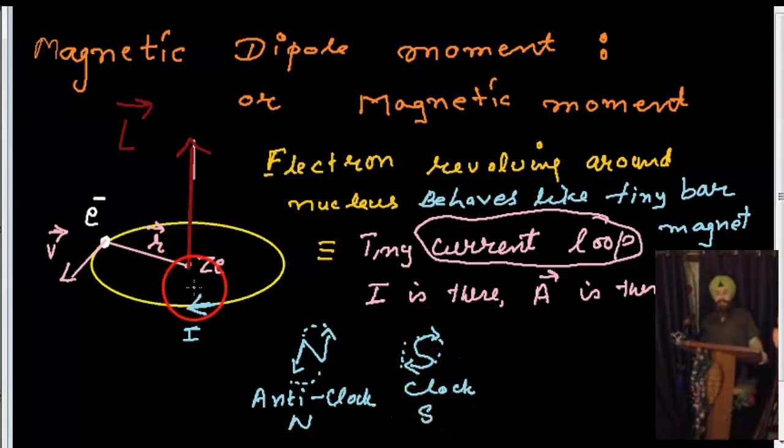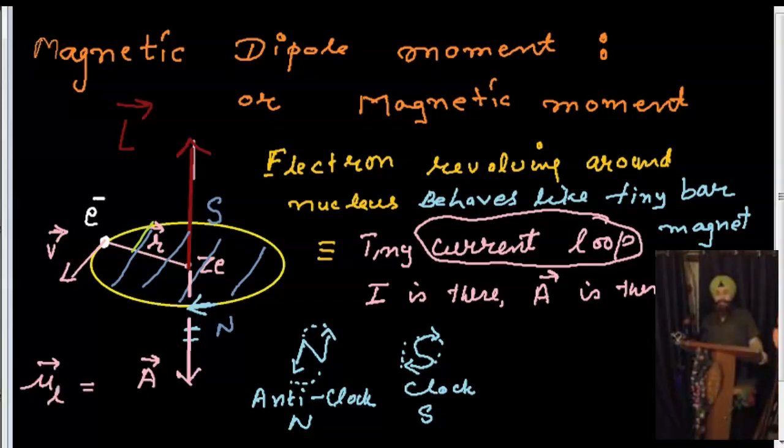Now in our case, if you see the loop from above, the current is clockwise, means south face. So the upper one is the south face, the lower one is the north face. And I already explained about the area vector. It is along the negative z direction. Okay. And current into area is what? The magnetic moment. What is magnetic moment?